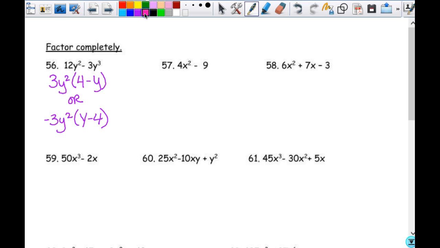Okay, 4x squared minus 9, that is a difference of 2 squares. The square root of this is 2x, the square root of this is 3, so I get 2x plus 3, 2x minus 3. So do I keep going and solve for x? No. A couple reasons. First of all, it says factor. It does not say solve. Second of all, you do not have an equation. You have an expression, so don't make stuff up that's not actually there.